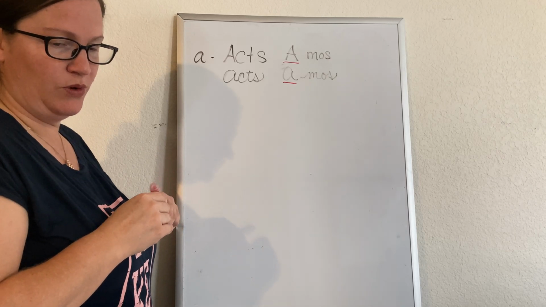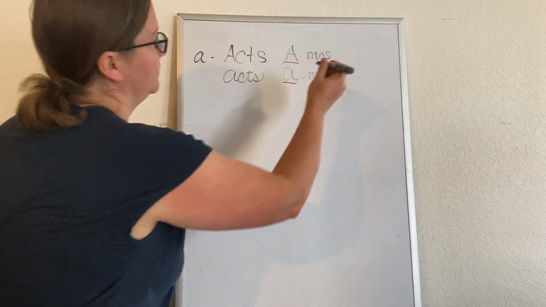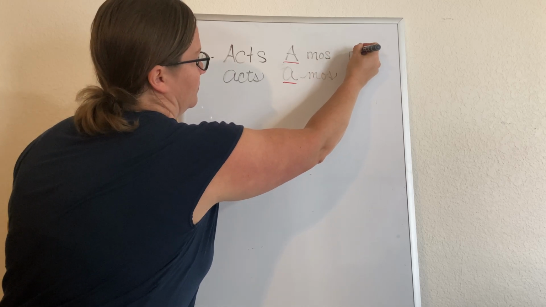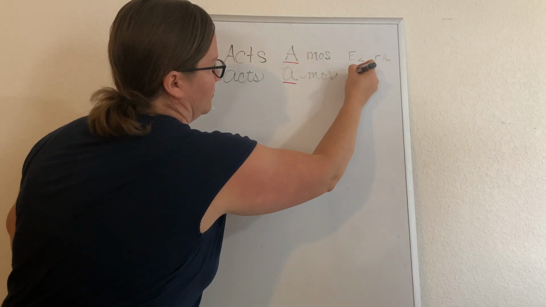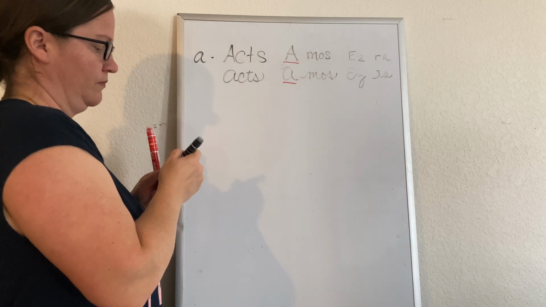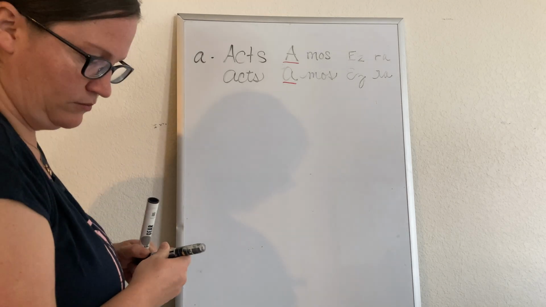There's another prophet. His name is Ezra. How many syllables? Ezra. 2 syllables. Oops. Let me get a different marker. How do we mark this one? Put a 2 above it?